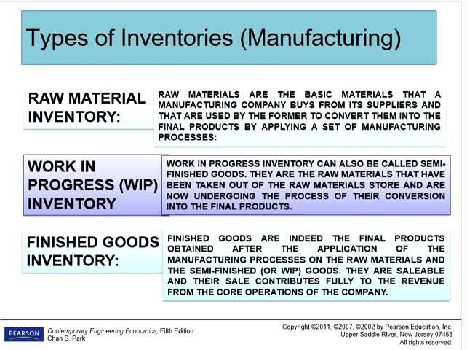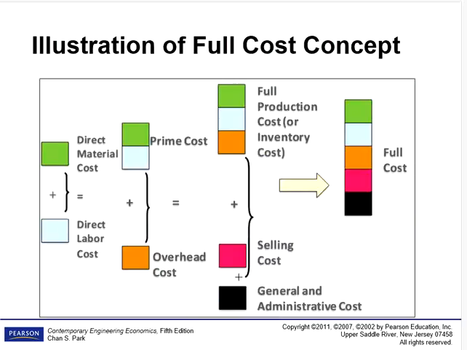Now again, this is the same thing. I took it from your book: raw material, work in process, finished goods inventory. It's the same information which we looked at earlier, so you can just see it for your theory, important information. Now this is a summary of whatever we have seen so far. Direct material plus direct labor is a prime cost. This is your material, this is your labor. If you add them, it is your prime cost.